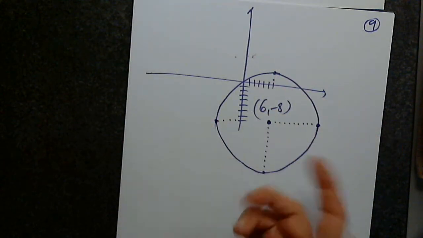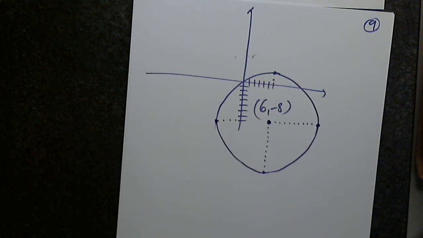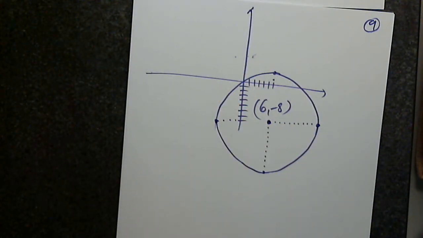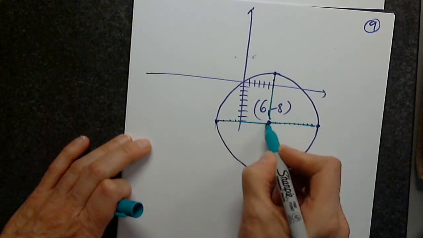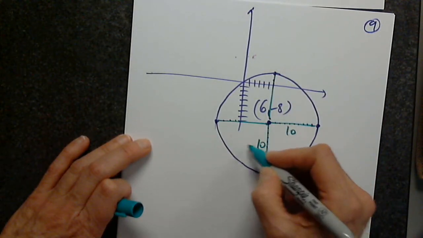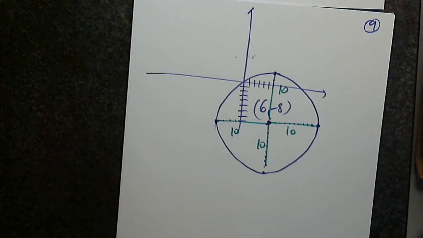So I have to determine 4 points. I should determine 100 points to make a good graph, but I only determine 4. This is the radius, this is the radius, this is the radius, this is the radius. They're all 10 from the point that we plotted. That's the graph of a circle. The points are 10 units away from the center. Is that okay?